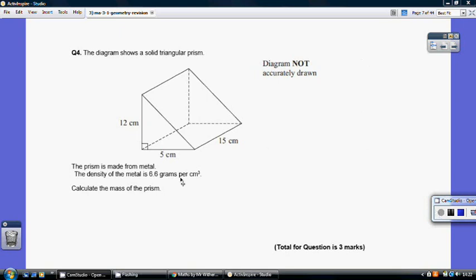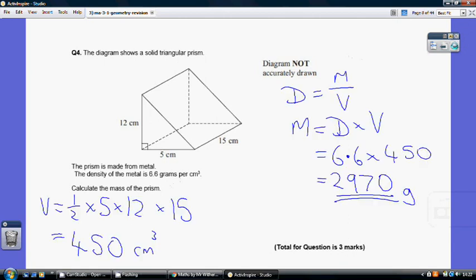Question 4. Now we're being asked to calculate the mass of this prism. Now, density equals mass over volume, so multiplying both sides by volume, we see that the mass equals the density times the volume, and we're given that the density is 6.6. So we need to work out the volume of this prism.